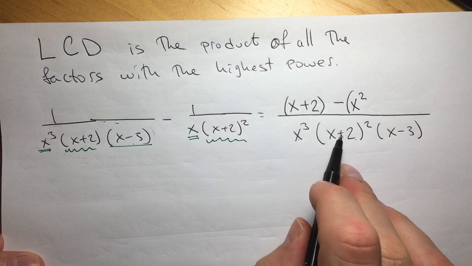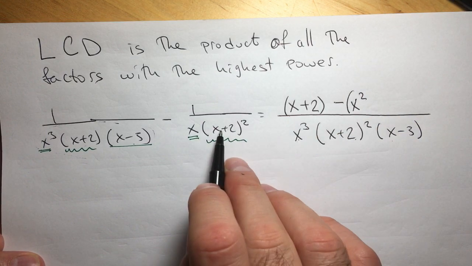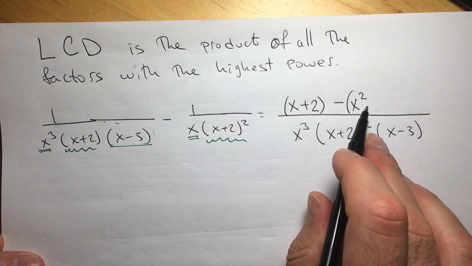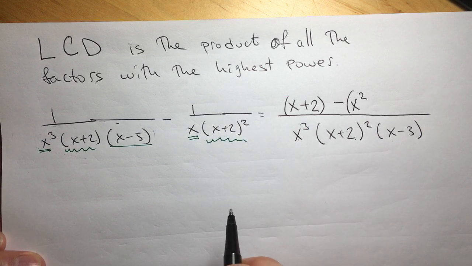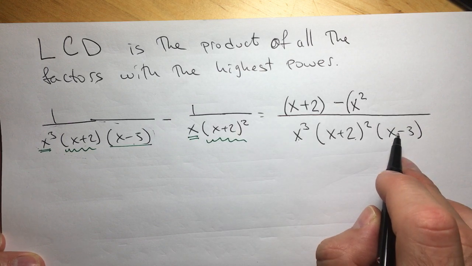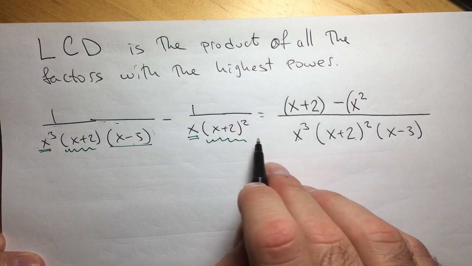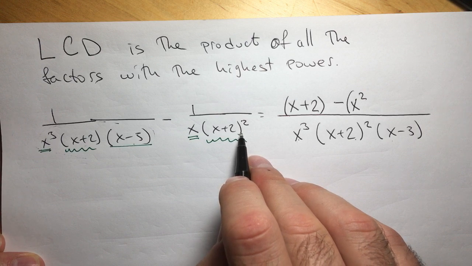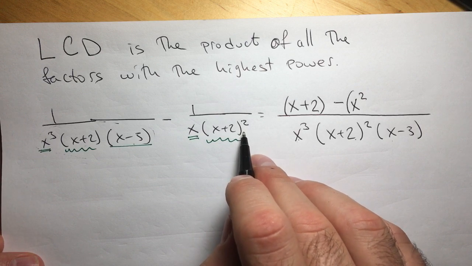X plus 2 squared is x plus 2 squared, so we haven't changed that one, so we are not going to multiply by a factor of x plus 2. And finally, out of nowhere, the factor x minus 3 showed up. So that means that I have multiplied the denominator by x minus 3.